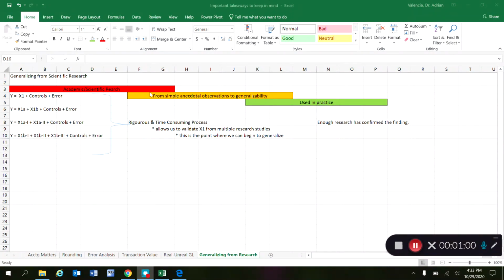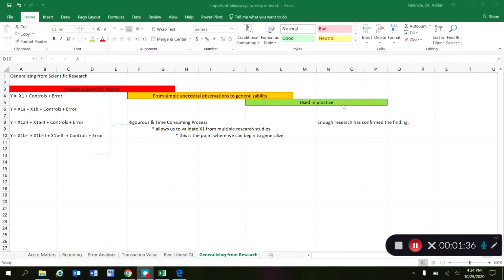Then somewhere in between academic research and this other phase, we actually begin to generalize from what we see in academic research. I put this in yellow, sort of like a street light where we have red, yellow, and green. So we start generalizing carefully at this point from scientific research. And then as time passes, we are in the green area.